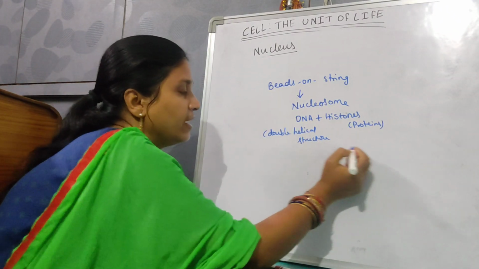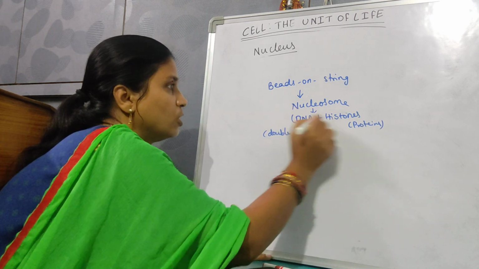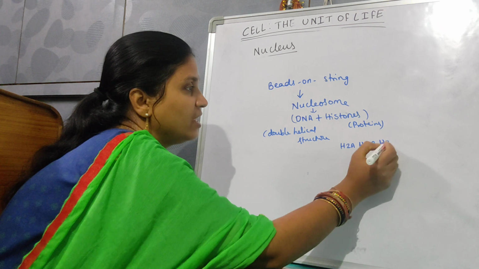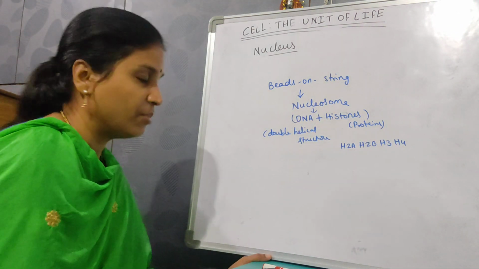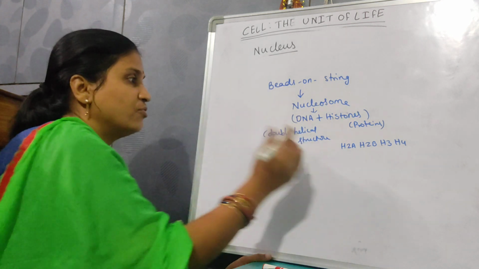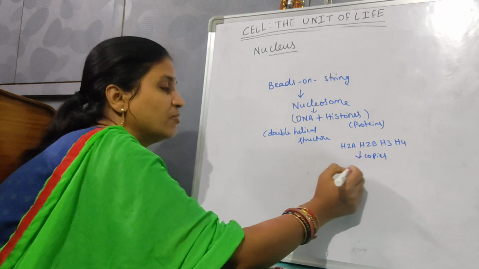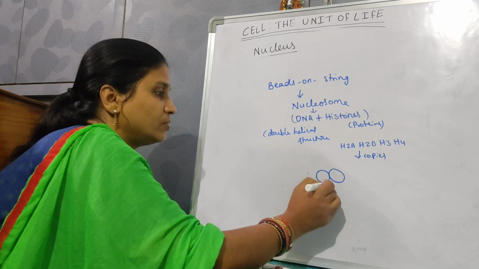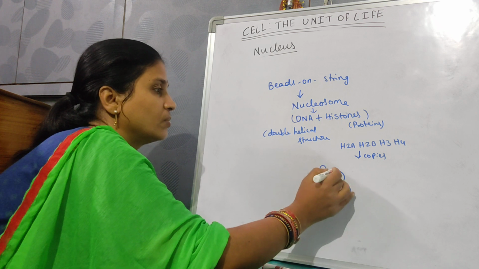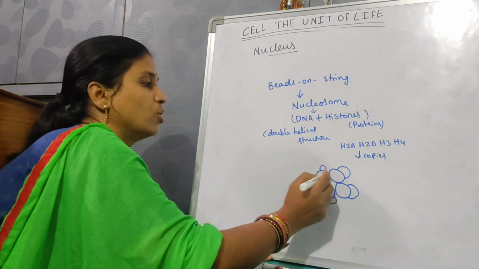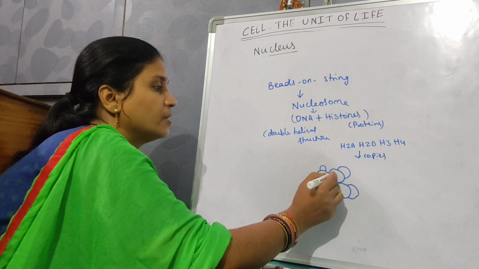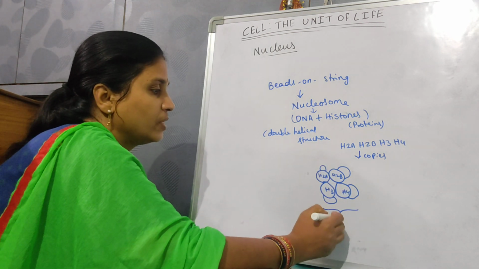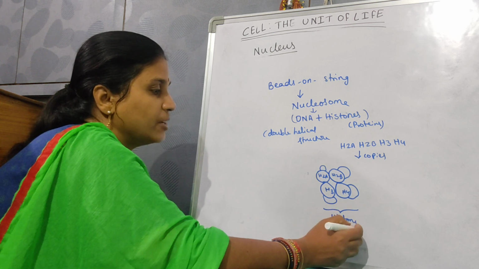So in this nucleosome, what histones are present? H2A, H2B, H3, and H4 are present. The copies of them are present such that they form into a histone octamer. So like this. Now this is a histone octamer: H2A, H2B, H3, H4. Eight are present.